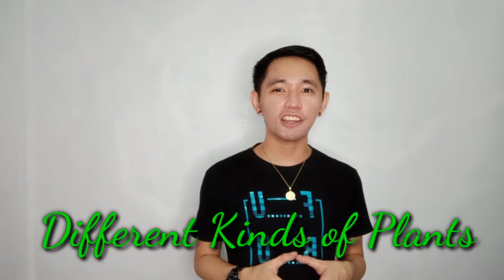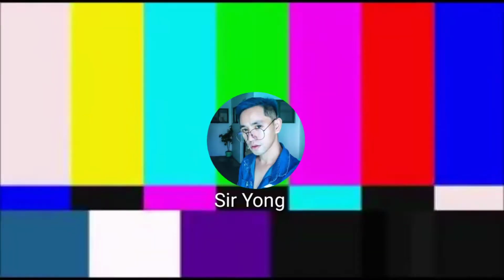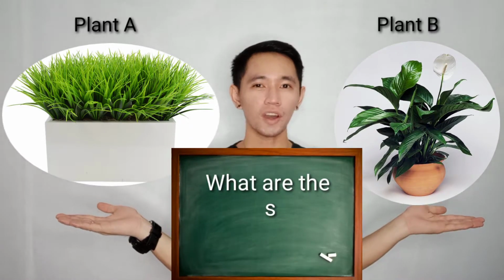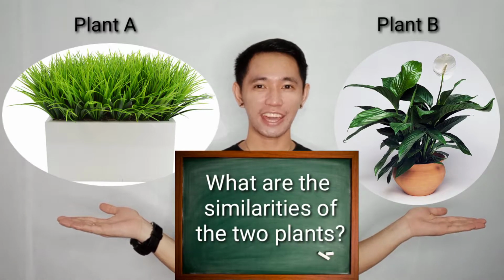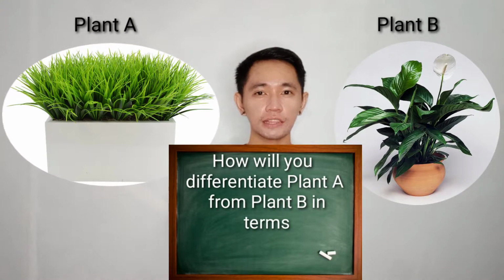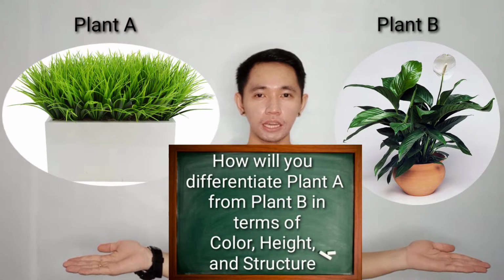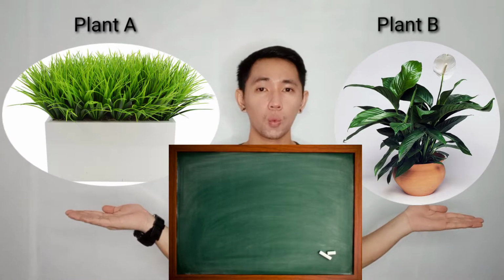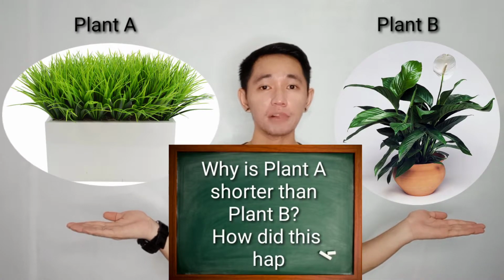So in this video, we will explore the different kinds of plants. We shall begin our study on the plant kingdom by first performing a simple activity. Given the picture of two different plants, answer the succeeding question. What are the similarities of the two plants? How will you differentiate plant A from plant B in terms of color, height, and structure? Why is plant A shorter than plant B?